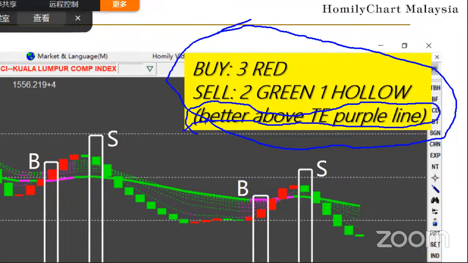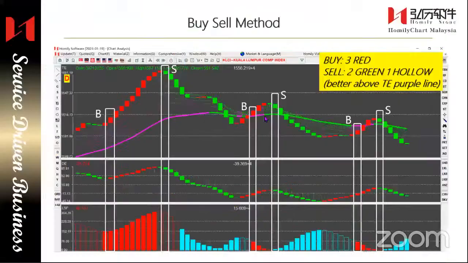the columns above the purple line. I mean, for example, you compare with this one. This one also, the first indicator red, the second indicator red, the third indicator also red.